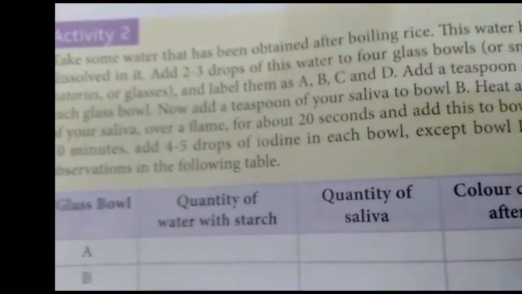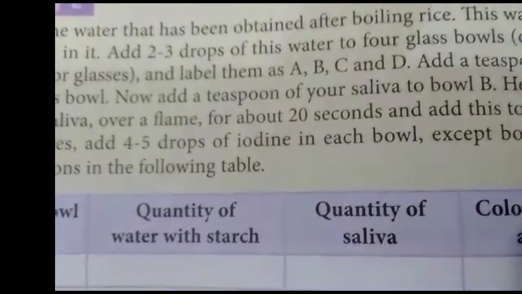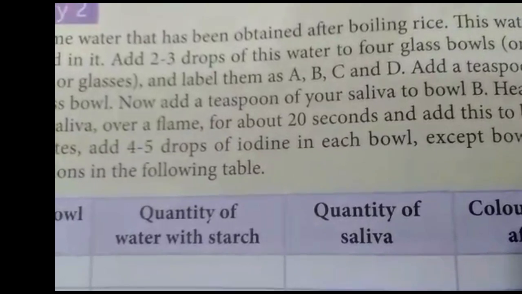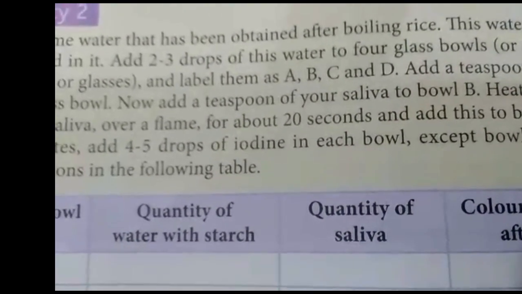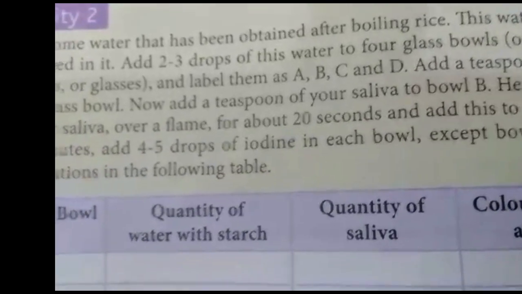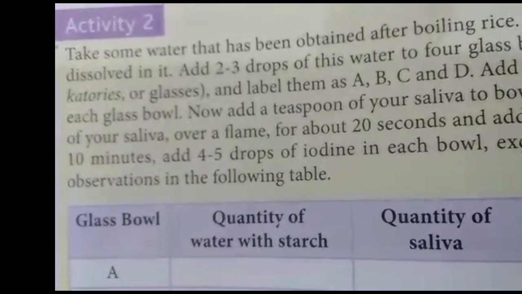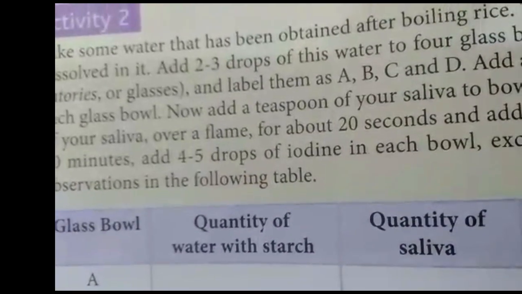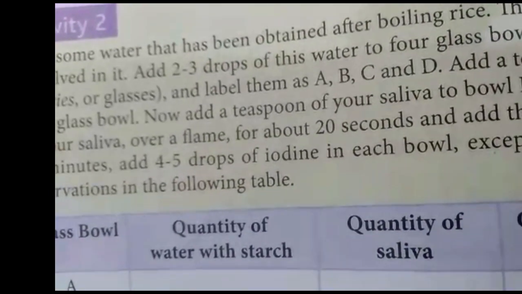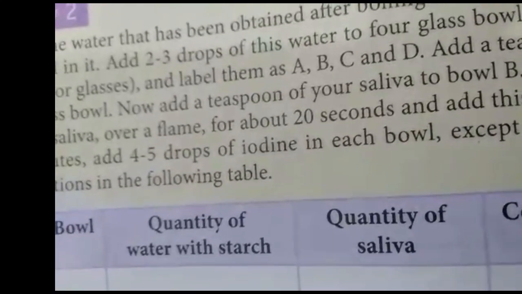and name the bowls A, B, C, D. The bowl names will be A, B, C, D. Now after taking this we have to add saliva. In bowl A we will not add saliva. In B we will add saliva. A teaspoon of saliva will be added to bowl B.